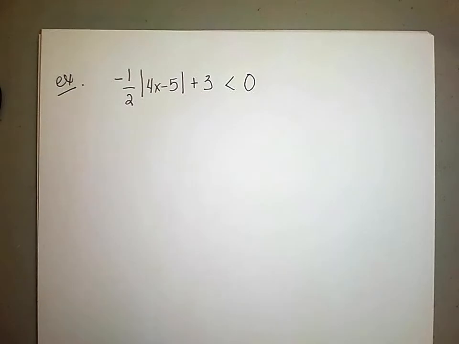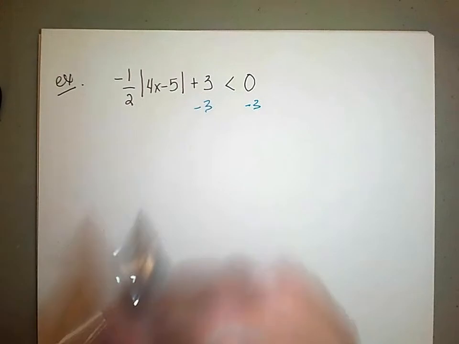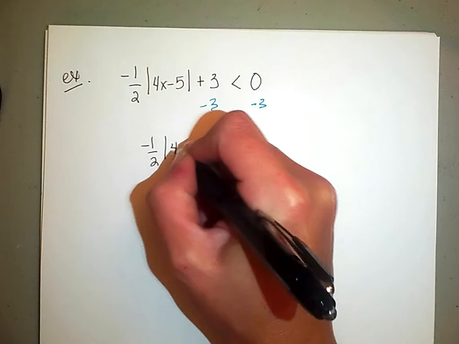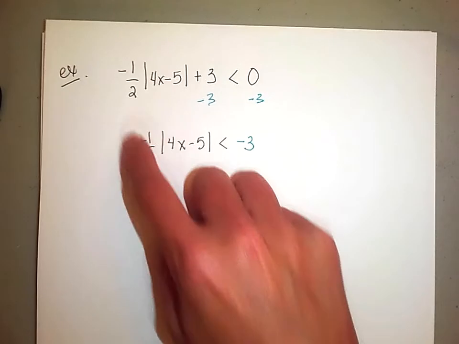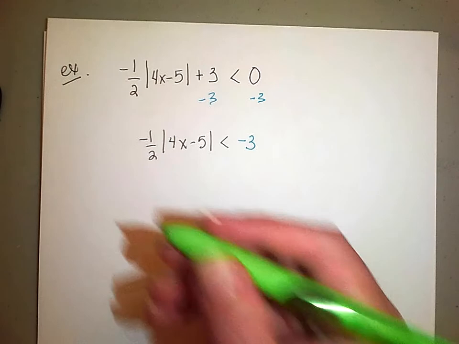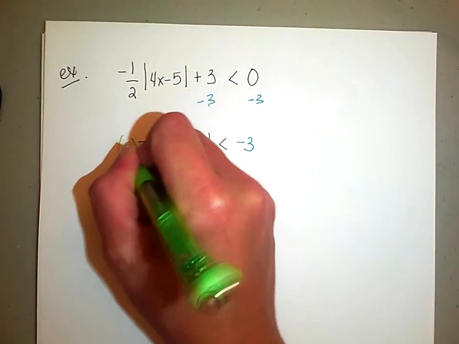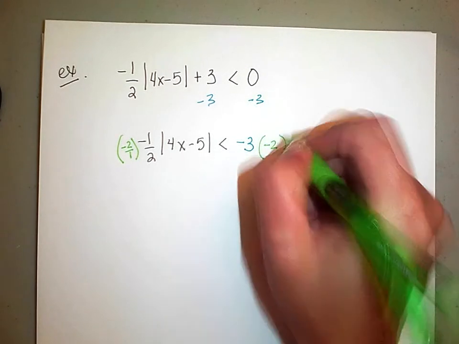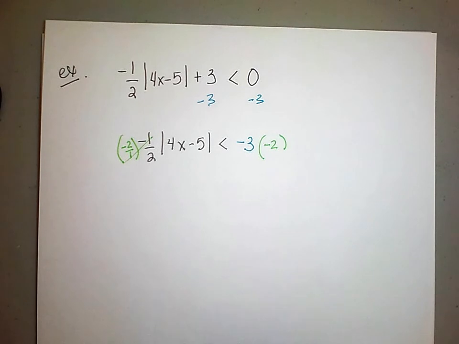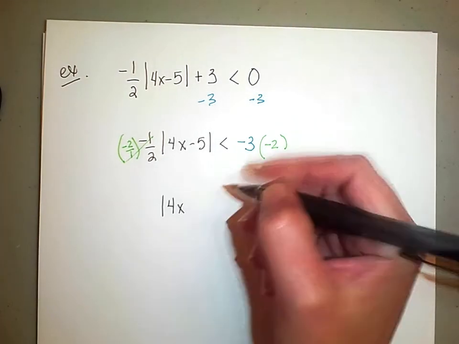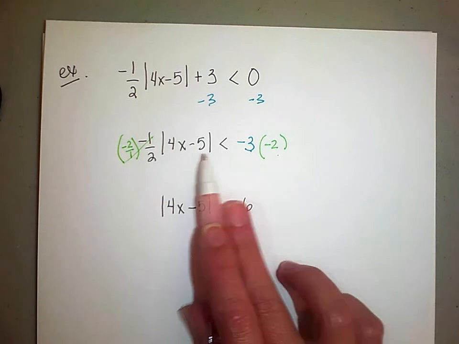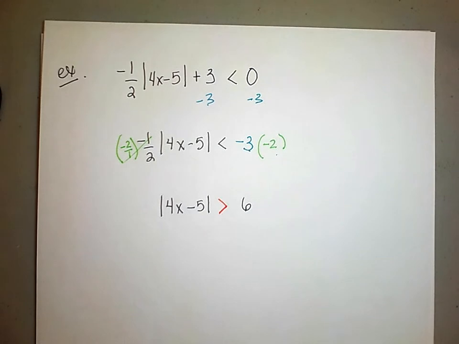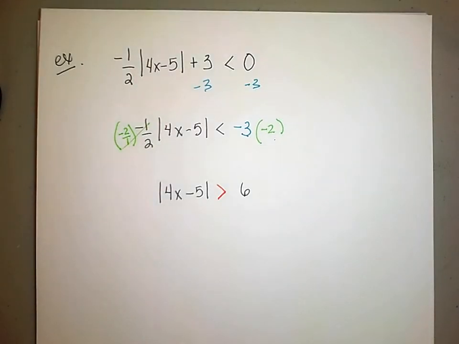First, let's isolate this absolute value. So subtract 3 from both sides: negative 1/2 times the absolute value of 4x minus 5 is less than negative 3. And we still don't have the absolute value isolated, since it's being multiplied by this negative 1/2. Let's multiply both sides by negative 2, its reciprocal, to make that go away. Now these will cancel, become positive 1, and we're left with the absolute value of 4x minus 5, and over here we have positive 6. But we have to remember that we multiplied by a negative. So now we're asking where is that absolute value greater than 6.